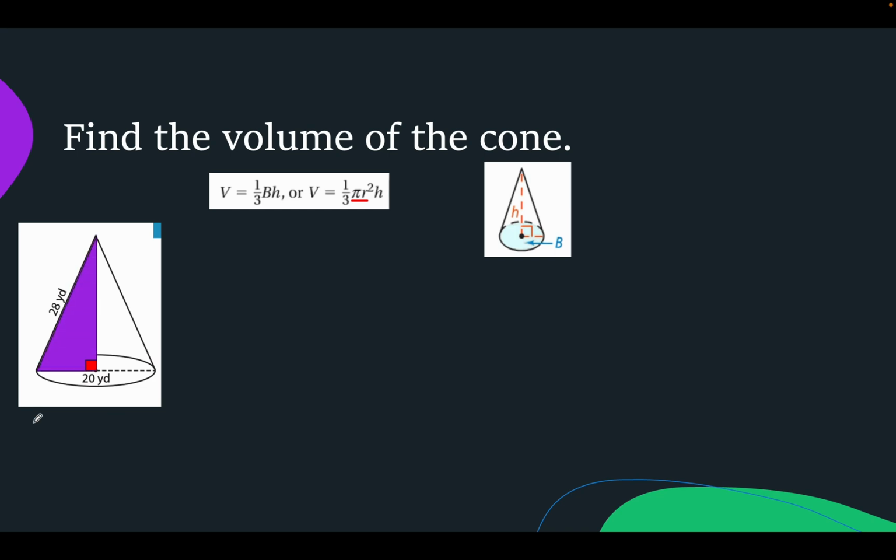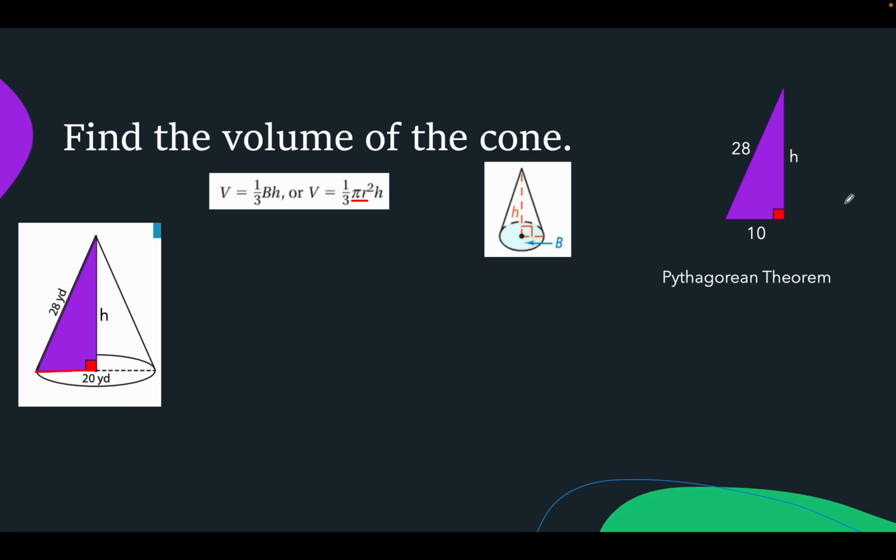And if you notice, if we go to try to find the height, that creates a right triangle, where this segment would be representing the height. So we have a right triangle. Remember, this represents the radius, so if the diameter is 20, then this half would have to be 10. Now we have a right triangle with a missing side.